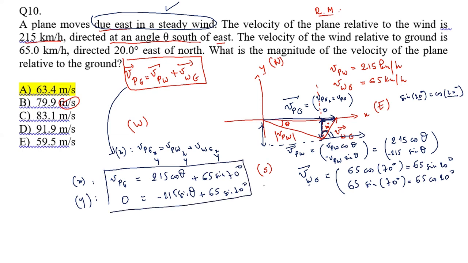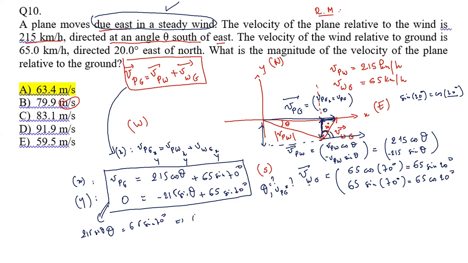So now I have my two equations and two unknowns. The unknowns are the angle theta and VPG itself. Okay, these are my two unknowns. Now, how do I solve the system of equations of two unknowns? So first I will start by theta. I will use the y equation. So basically I will have 215 sine theta is equal to 65 sine 70.